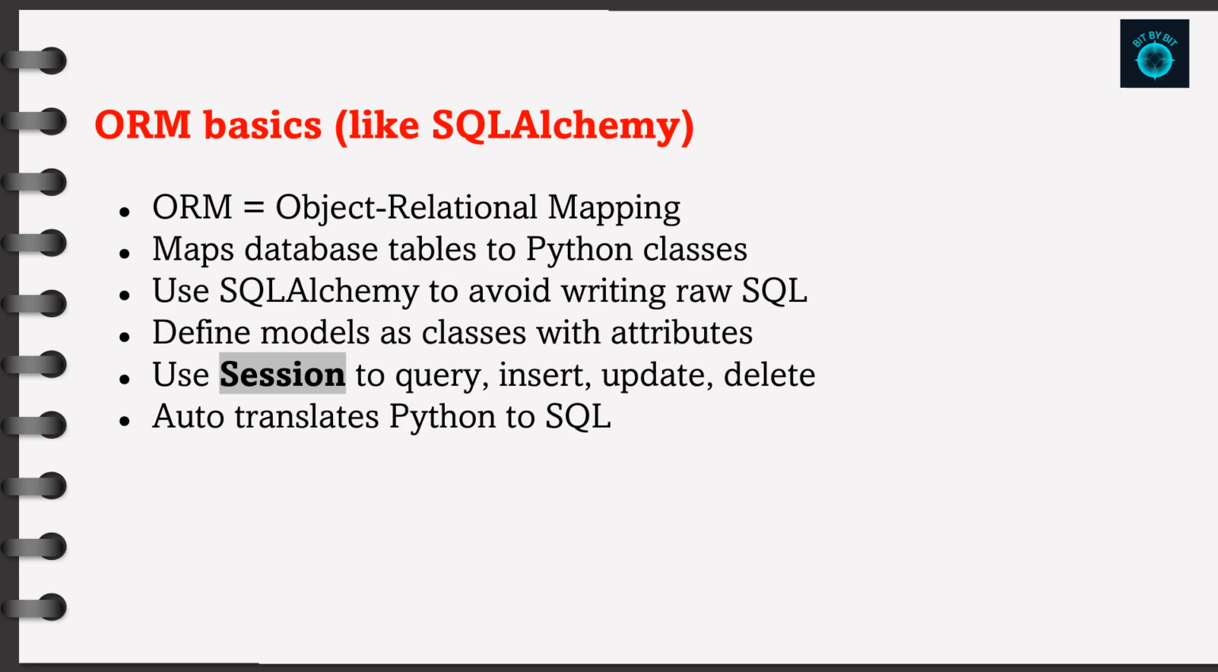To start, you define your model classes using Python. Each attribute becomes a column in the database table. Then you create a session object to talk to the database. This is how you insert, fetch, or change rows. This method improves readability, reduces errors, and makes your code more maintainable, especially in larger projects.